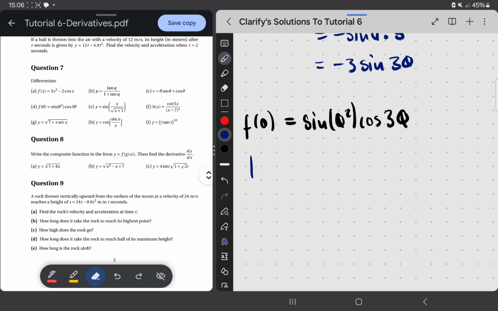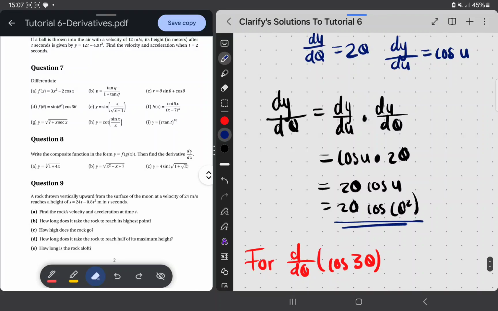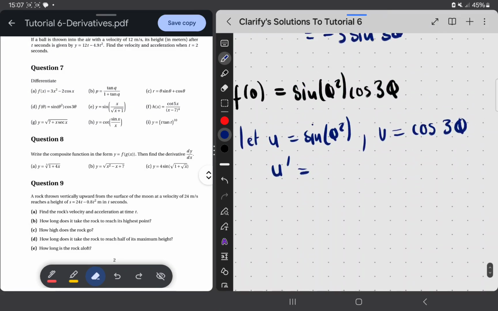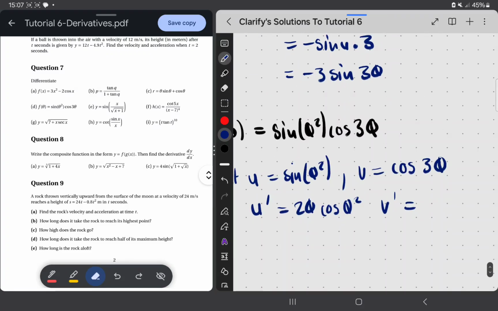Now here you can say, let u be equal to, now we are doing the product rule. We know the derivatives now. Let u be sin(θ²), then v is cos 3θ. u prime is the derivative of sin(θ²), which we just got: 2θ cos(θ²). Then v prime, which we just got, is negative 3 sin 3θ.